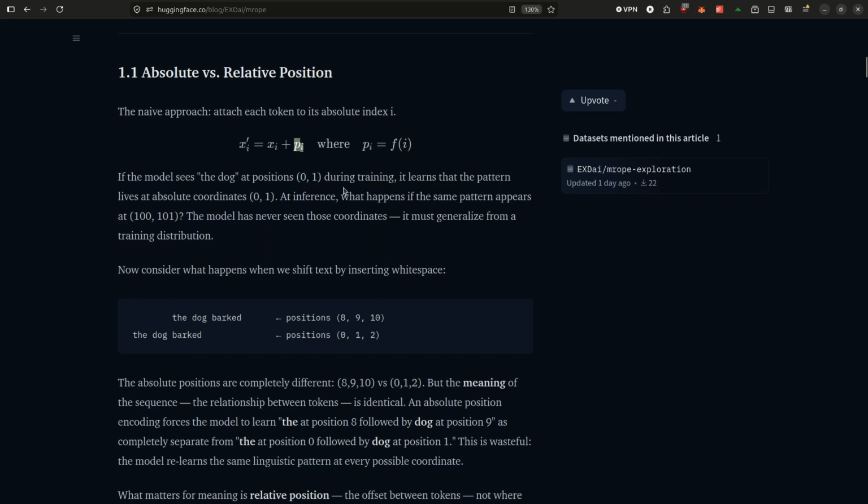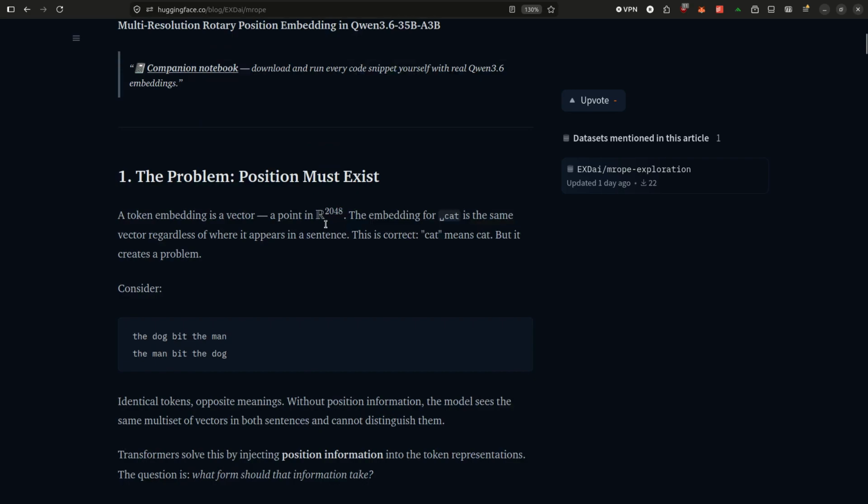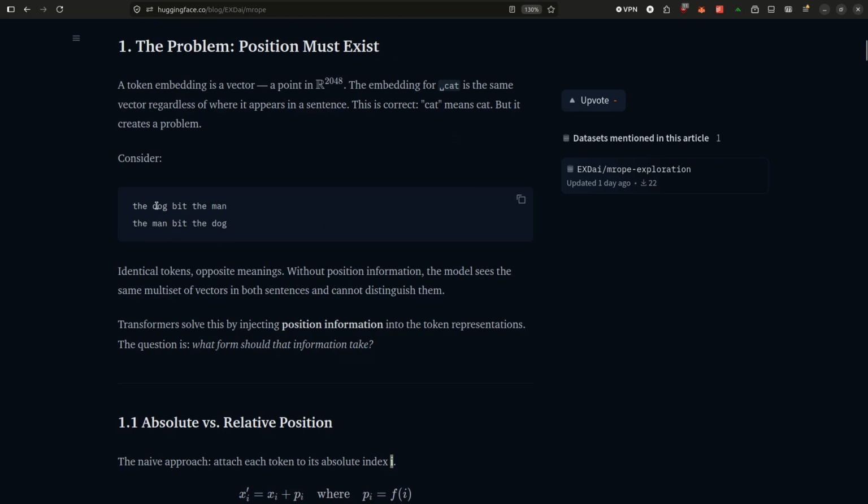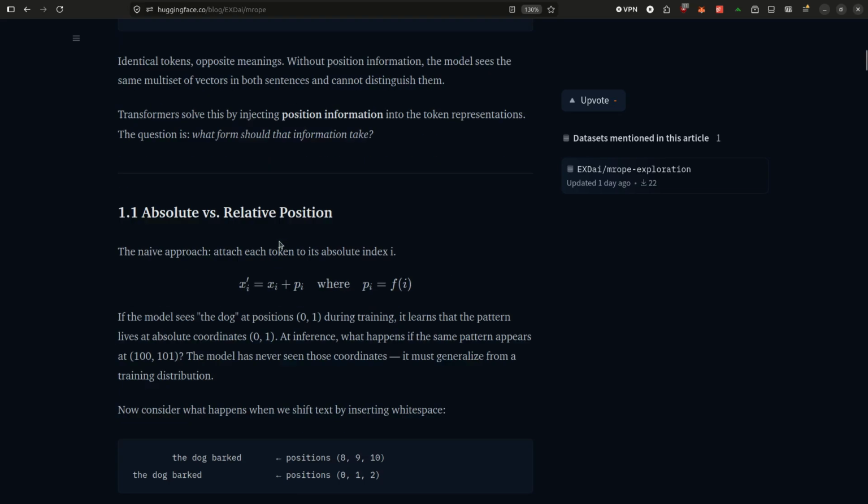Okay? But there is a problem with this naive approach, which is that it's encoding an absolute position. Here, i is the index of the token in the sentence. So, for example, if this is 0, then dog has the index 1 in this sentence. But in this sentence, dog has the index 0, 1, 2, 3, 4. Right? So, i is equal to 1 here, and i is equal to 4 here.